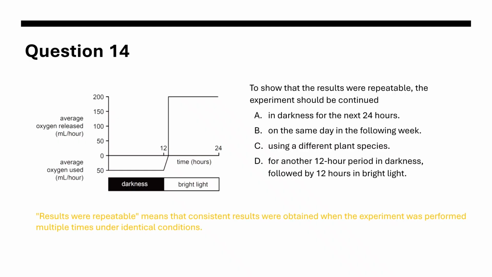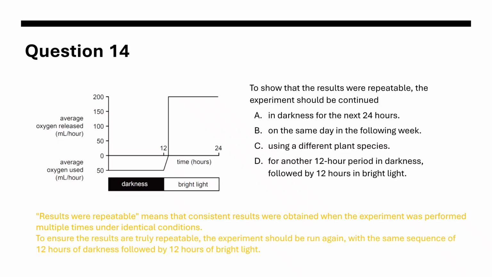Results were repeatable means that consistent results were obtained when the experiment was performed multiple times under identical conditions. To ensure the results are truly repeatable, the experiment should be run again, with the same sequence of 12 hours of darkness followed by 12 hours of bright light.